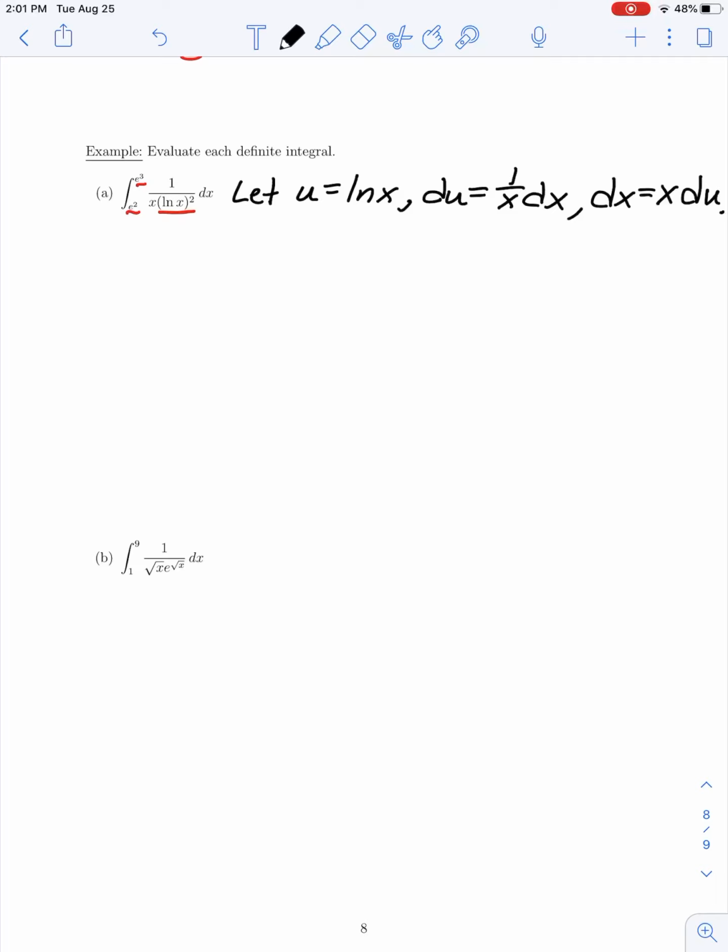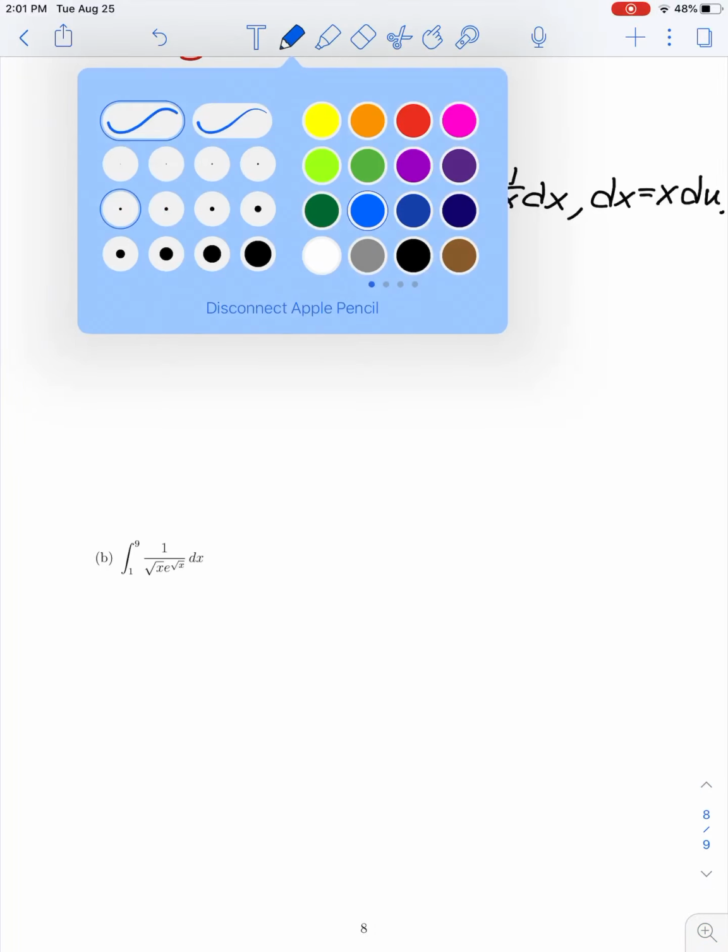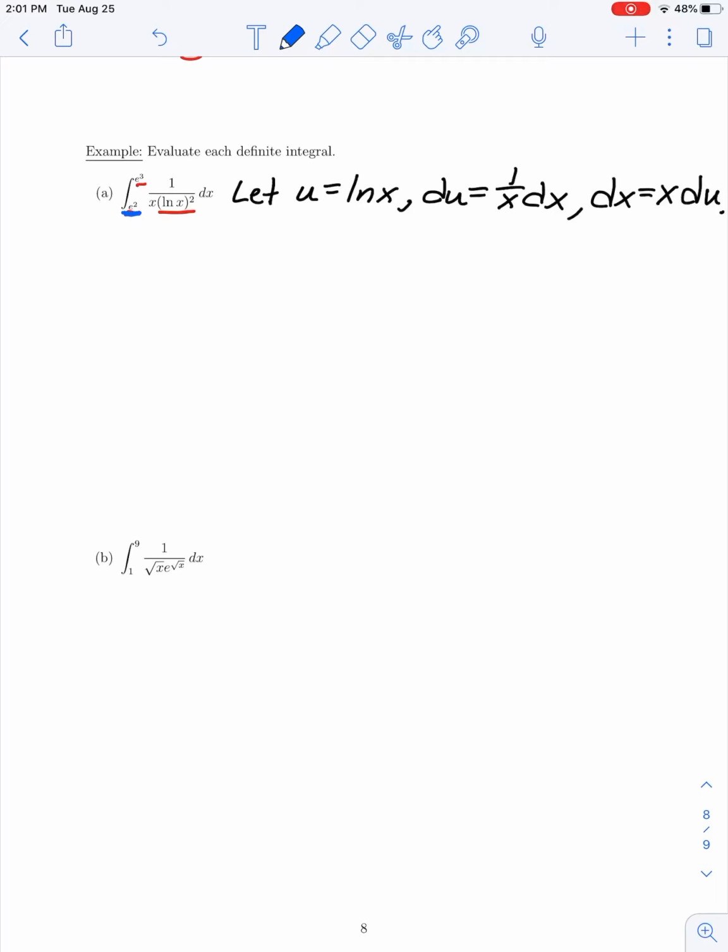Now, before I rewrite my integral in terms of u, something that I need to be careful of is the fact that these limits of integration, e squared and e cubed, are values of x. They are not values of u. So something that students tend to do is write this integral as follows. They would say this is then equal to the integral from e squared to e cubed of, let's see, this works out to be du over u squared.